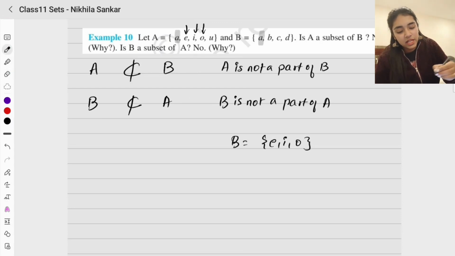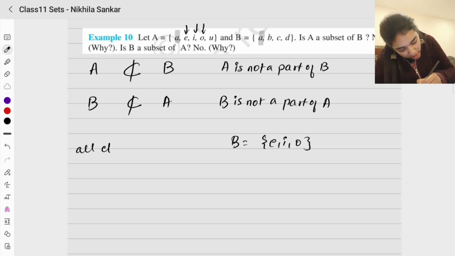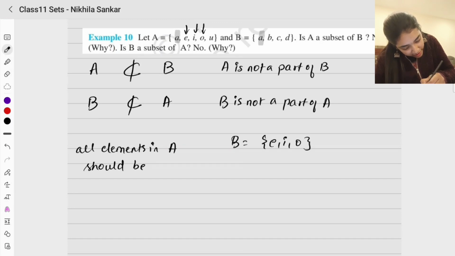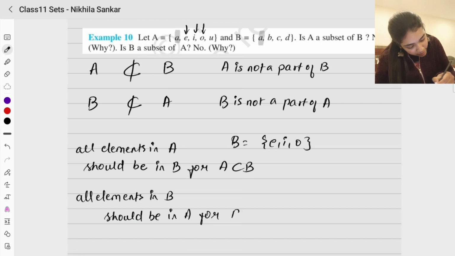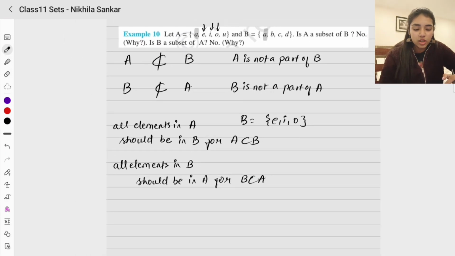All the elements in A should be in B. They have asked why, so we'll write the reason. All elements in A should be in B for A to be a subset of B. Similarly, all elements in B should be in A for B to be a subset of A. Correct? Neither of these holds, so it is not a subset.